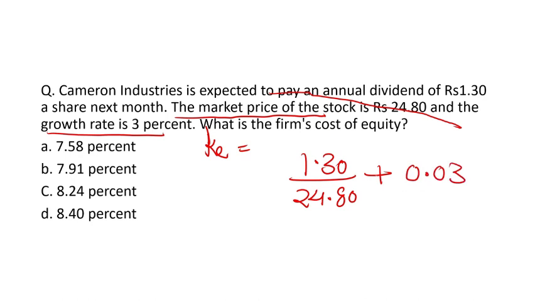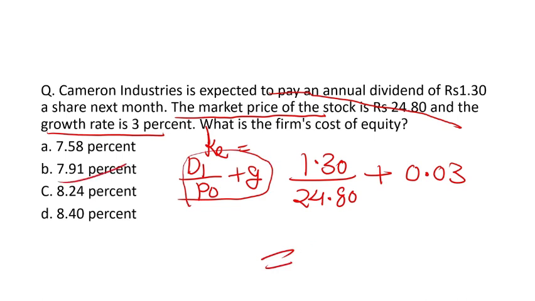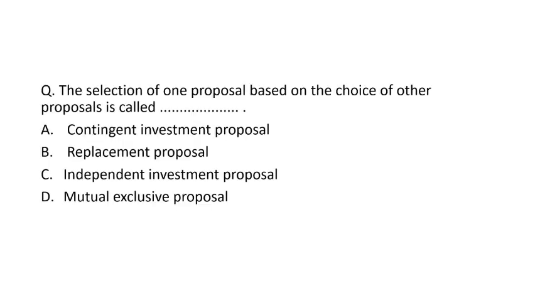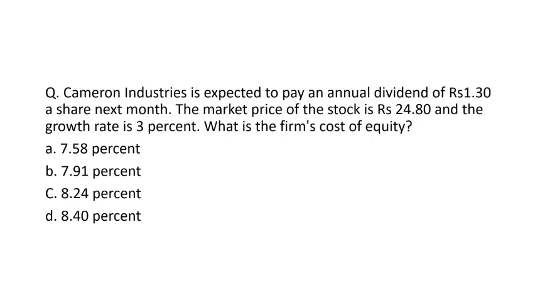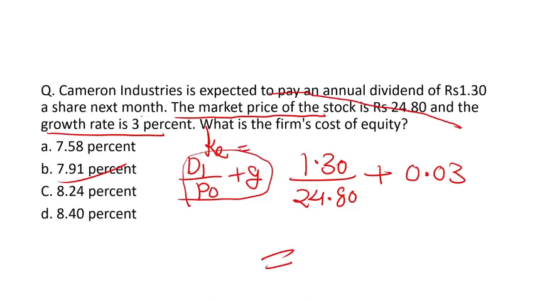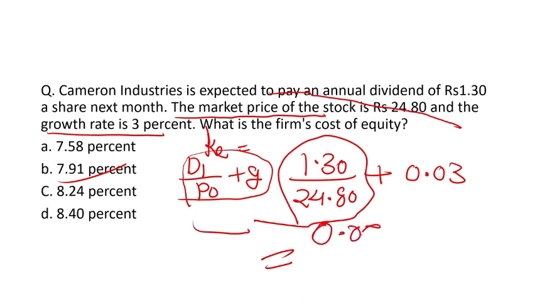This is the formula for computation: D1 upon P0 plus g. This is the formula of the growth model. Now after solving this numerical, you will get the answer, that is 8.24%. After solving the first portion of this numerical, you will get 0.0524.